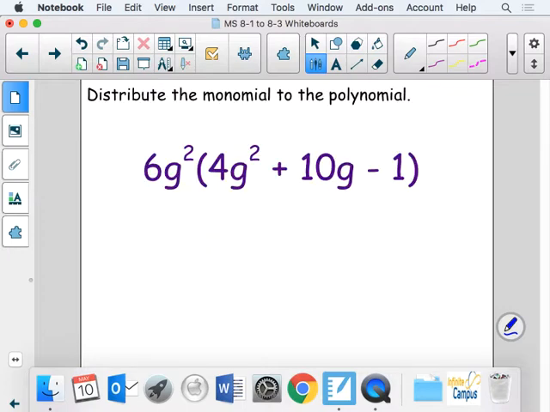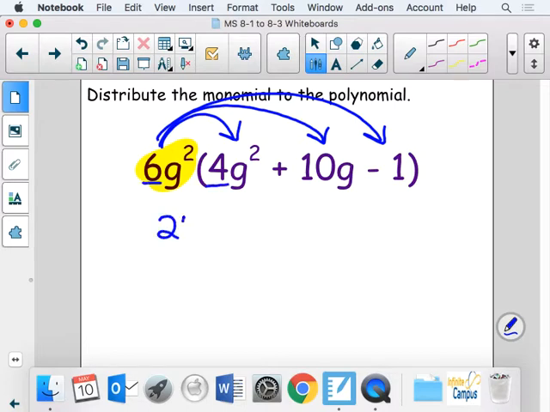All right, next, now we're distributing. With distributing, we're just going to multiply the number on the outside. The number on the outside is 6g squared, and we're going to multiply that to every single term inside the parentheses. So first I have 6 times 4 is 24.